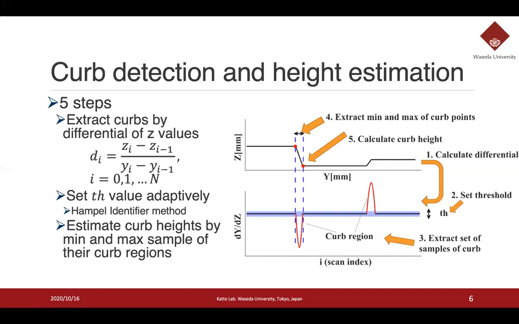Next, we extract set of samples where the absolute differential value exceeds the threshold. The extracted sets of samples represent curve regions. And then from the extracted set of samples, we acquire the samples corresponding to the minimum and maximum values for y-coordinate. These minimum and maximum samples represent the start and end sample of the curve. Finally, we can get the estimated curve height by taking the difference between the z-coordinate values of the sample corresponding to the start and end samples.